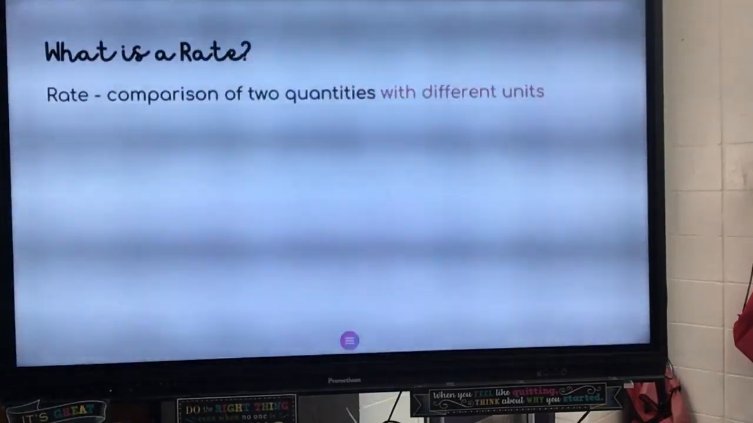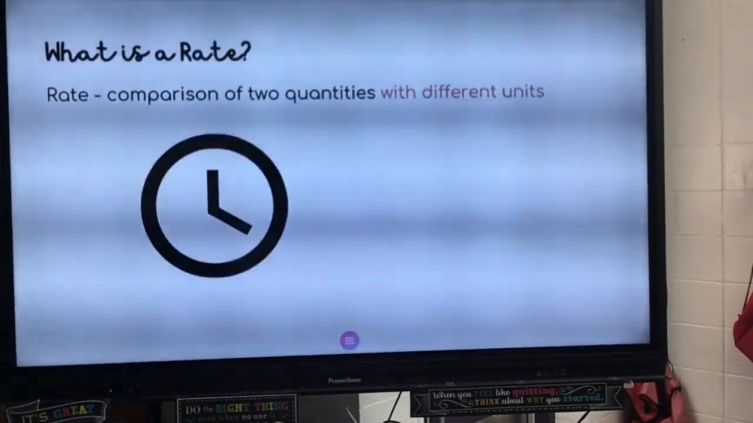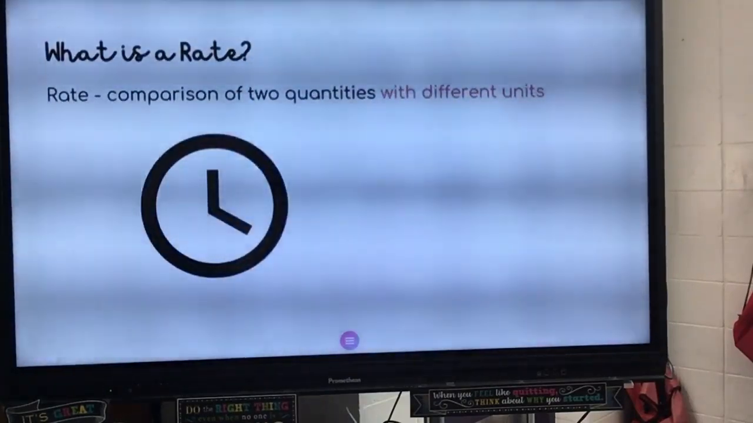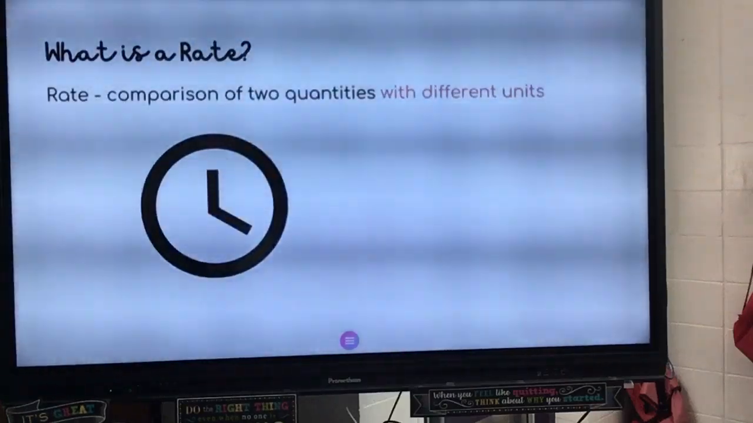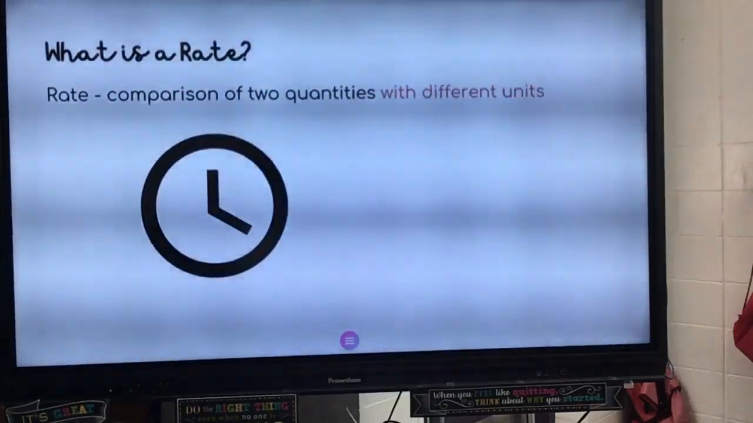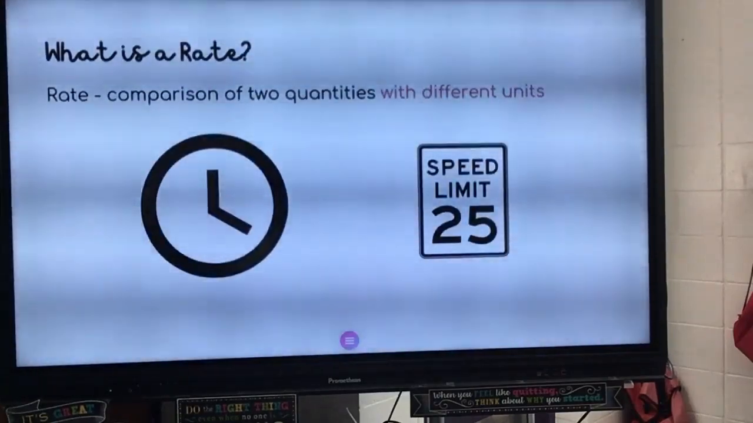In the real world, you'll often see rates as it relates to time. For example, you'll hear about miles per hour or kilometers per hour if you're outside of the United States. And this is in the context of speed or driving or traveling.